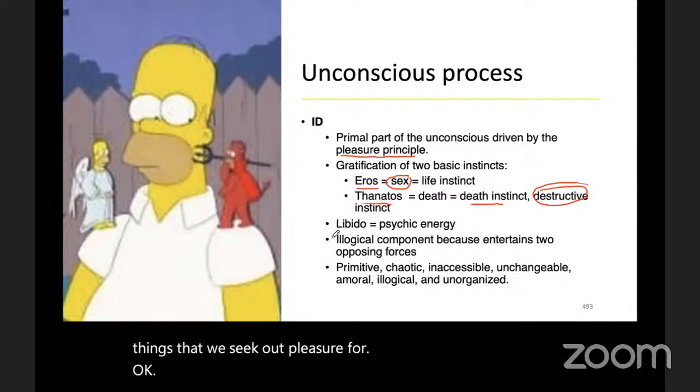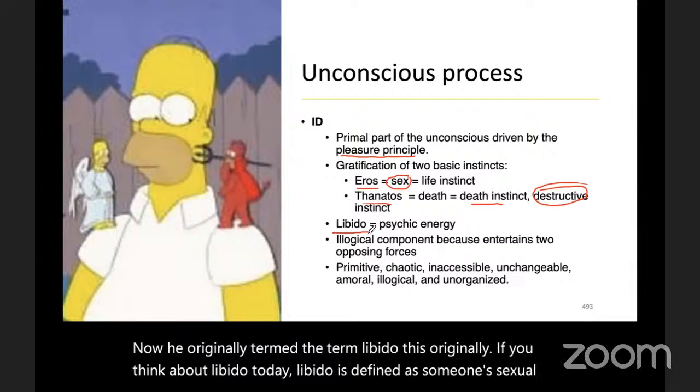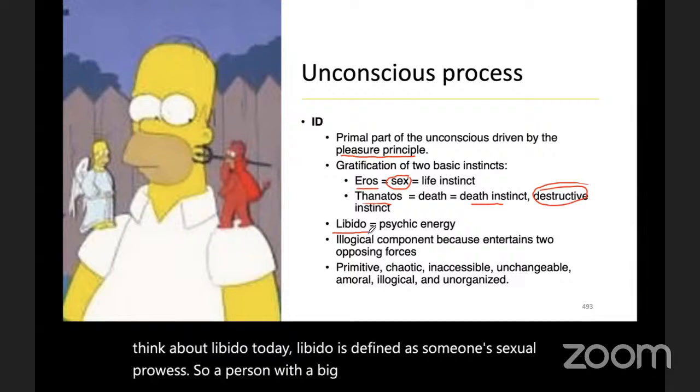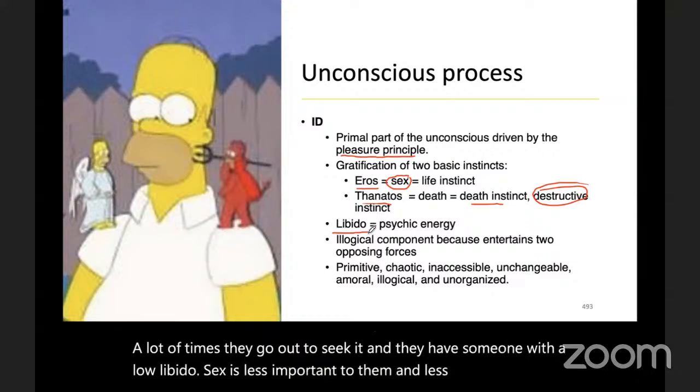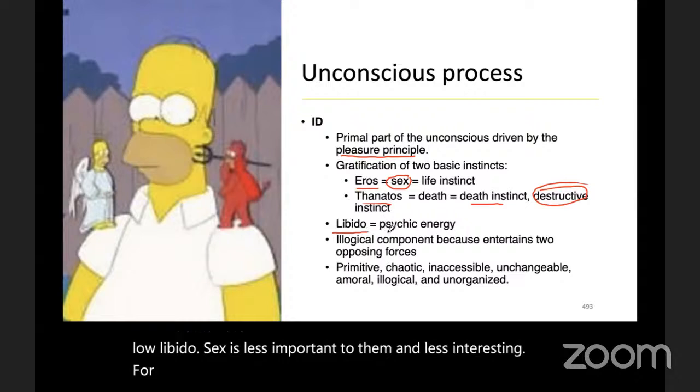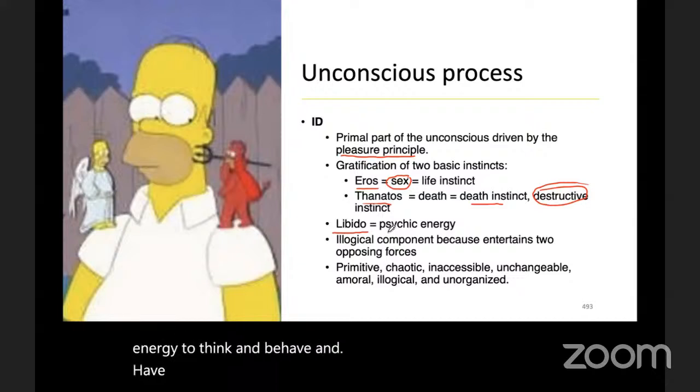Now, he originally termed the term libido. If you think about libido today, libido is defined as someone's sexual prowess. So a person with a big libido often has sex on their mind a lot of the time. They go out to seek it, and someone with a low libido, sex is less important and less interesting to them. For Freud, libido meant psychic energy. It's what gives us our energy to think and behave and have consciousness. Okay.